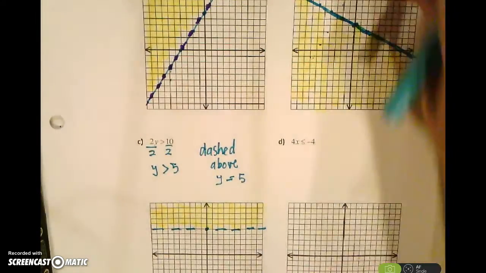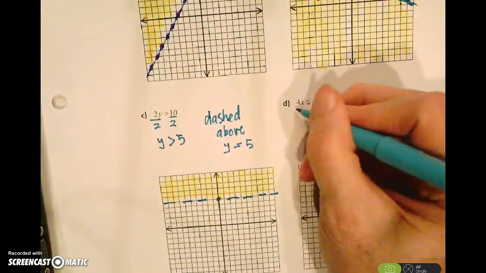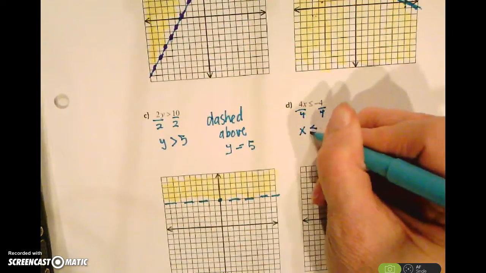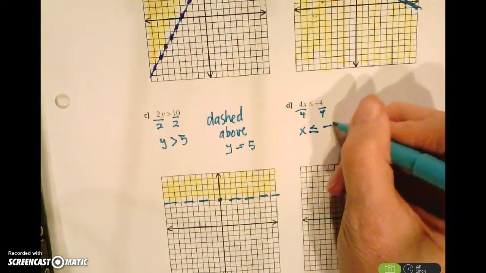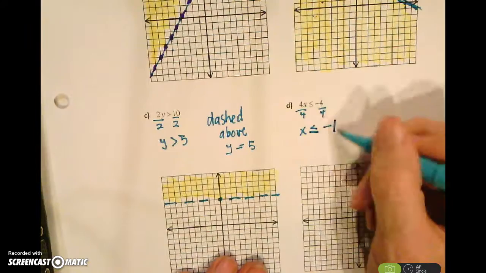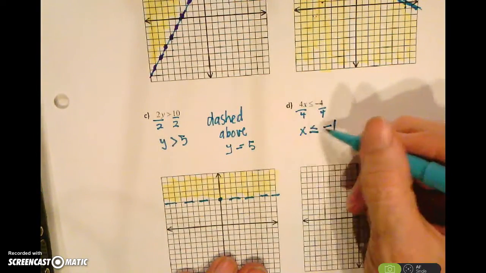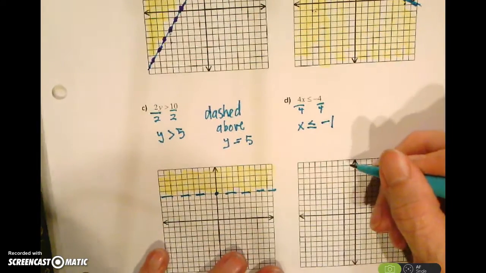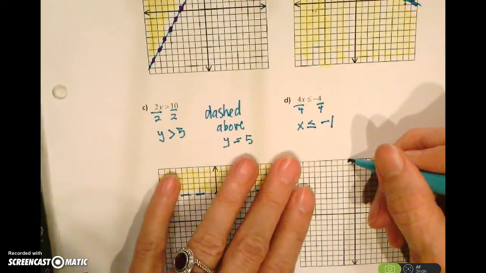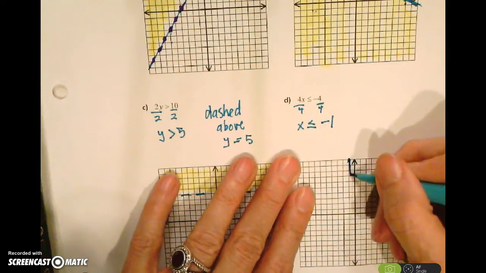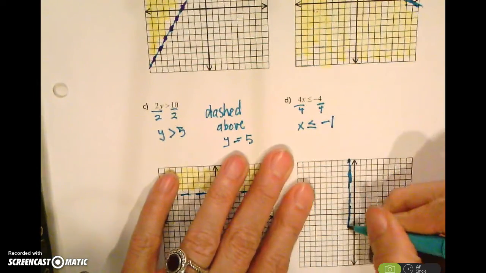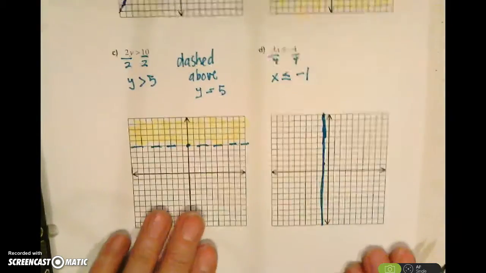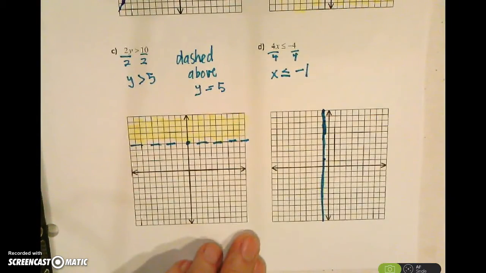And then D, a little variation on this, I'm going to divide by 4. So I get that x is less than or equal to negative 1. Again, a special case. It's just an x, so it's going to be a vertical line going through negative 1. And it's equal, so it's going to be a solid line going through. I didn't use my ruler this time. So you can see my solid line where x is equal to negative 1.